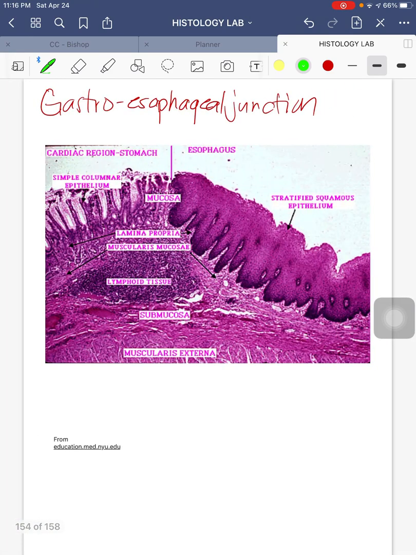So gastroesophageal junction is the next specimen. Credits to, I took this from this link here, so credits to them. No copyright intended. So here, the gastroesophageal junction is noted when there is an abrupt change from your stratified squamous epithelium taken from your esophagus going to your simple columnar, which is now in your stomach region. Okay, so that's basically it.